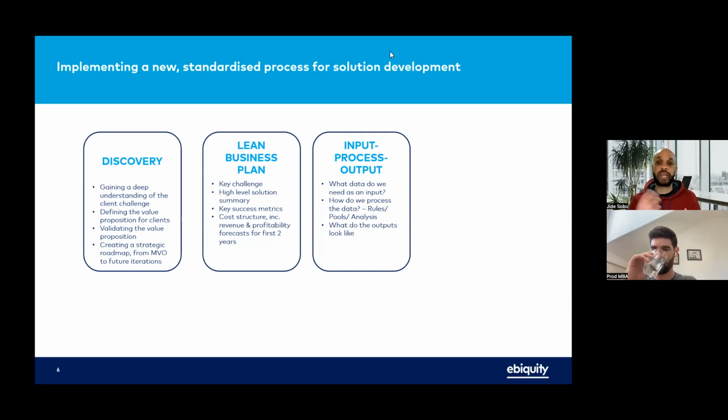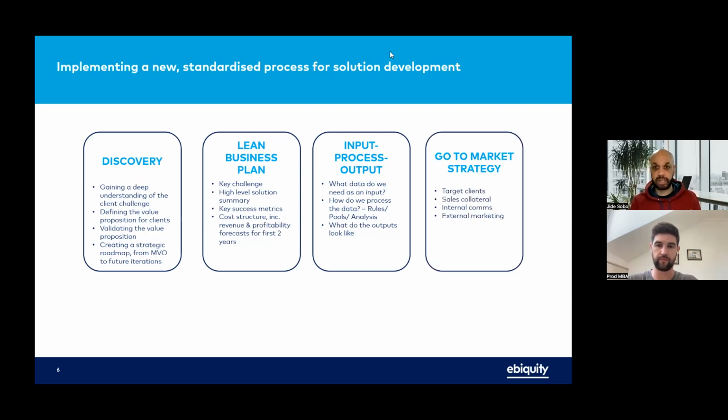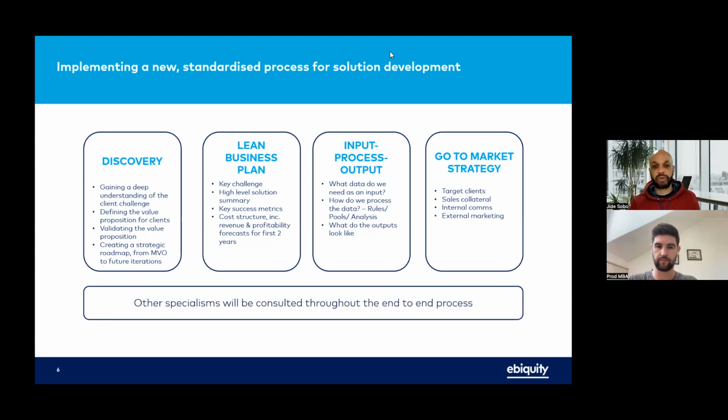And then what do the outputs look like? Is it a Power BI interface? Is it a PowerPoint presentation? What does the output actually look like? So all of that goes into the solution development, and then the go-to-market strategy. So what are our target clients? What does sales collateral look like? Internal comms, external marketing, and all the way through, including other specialisms to make sure that we take on board their point of view and have buy-in from those people.